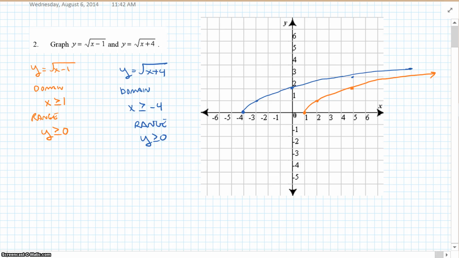You can still plot points. You know, choose easy ones to do with the radical signs. That's what I would do. Okay? So look it over. Do you see how I got the domain? I made the radicand equal to 0. That's going to be the domain. It's got to be greater than or equal to that number. And the range in this case is always going to be y is greater than or equal to 0.